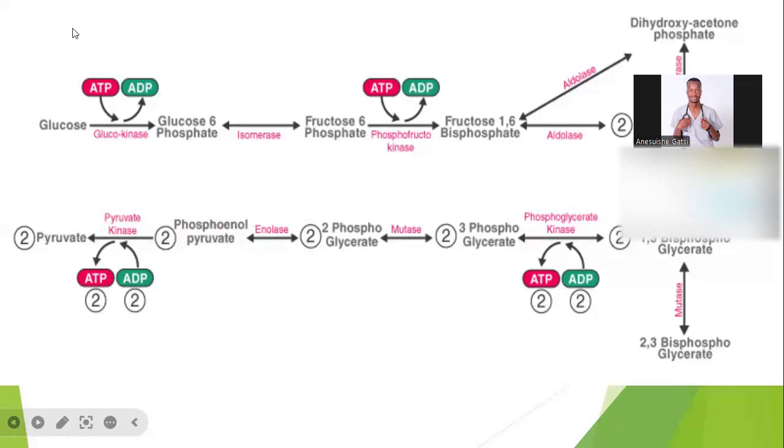So I have reacted glucose with an ATP molecule. Basically, this is a consumption stage. Why am I calling it the consumption stage? Because we are actually using ATP molecules. We are not yet producing. We are still consuming these ATP molecules. So glucose reacts with ATP, then you get glucose 6-phosphate.